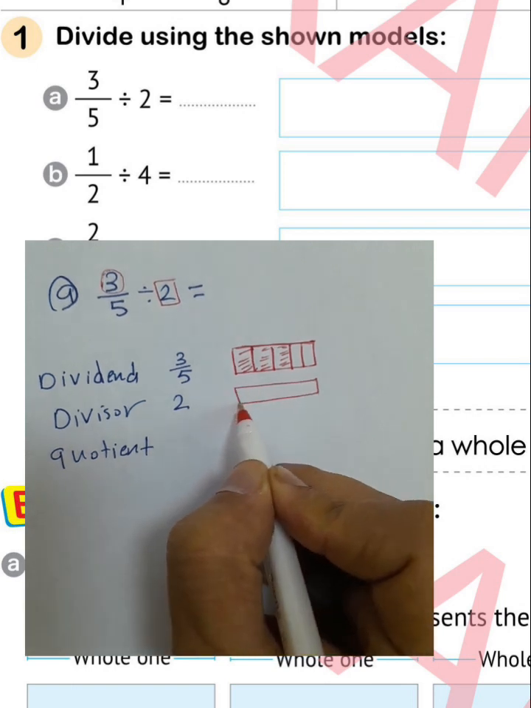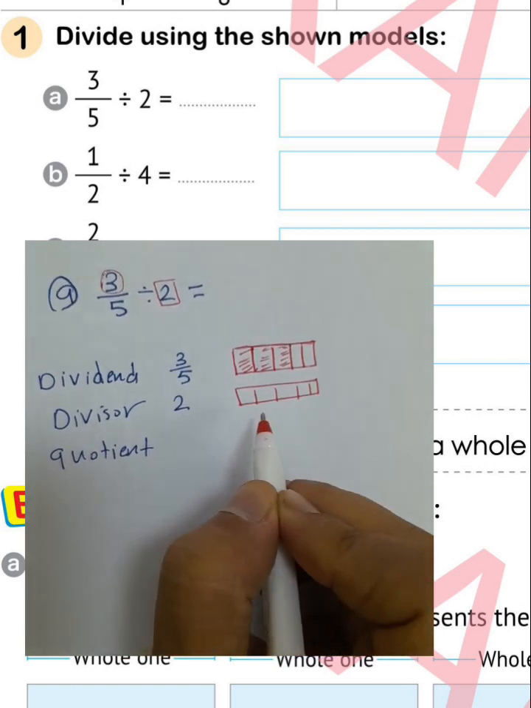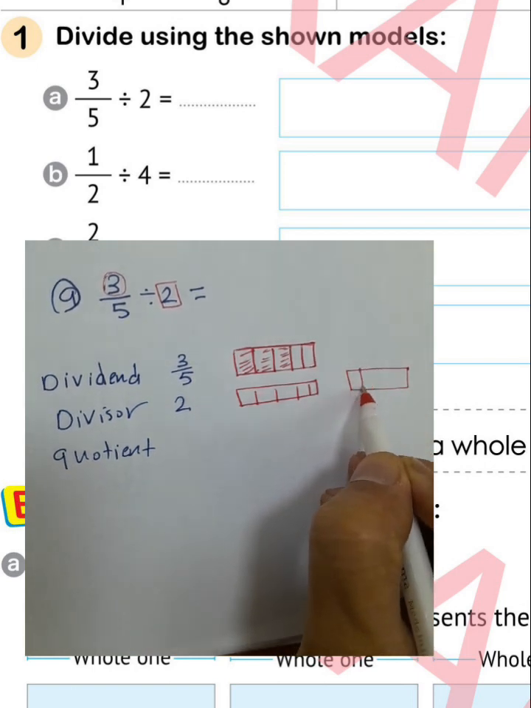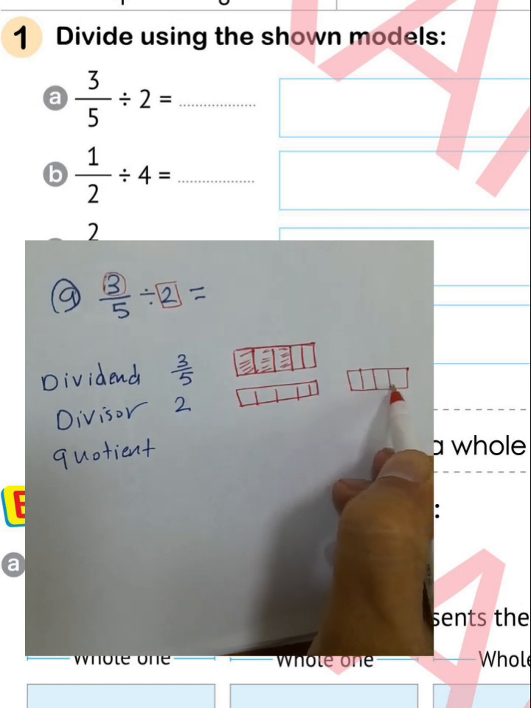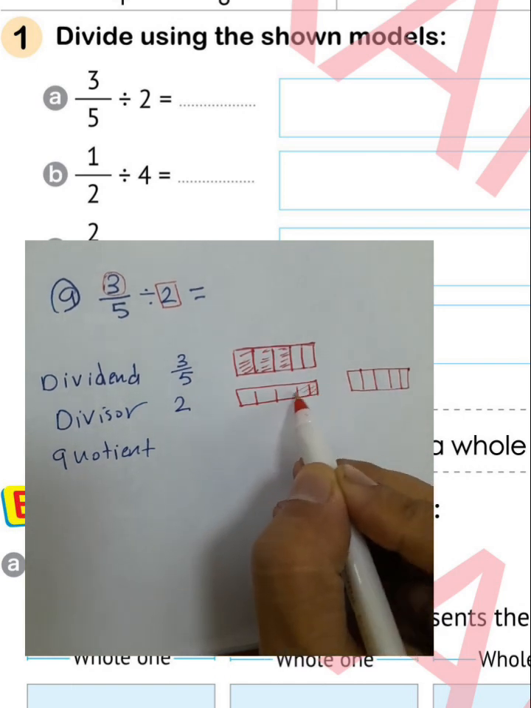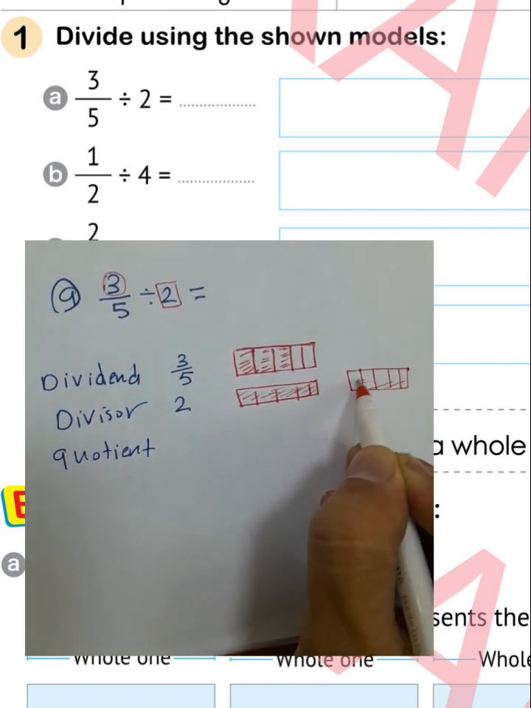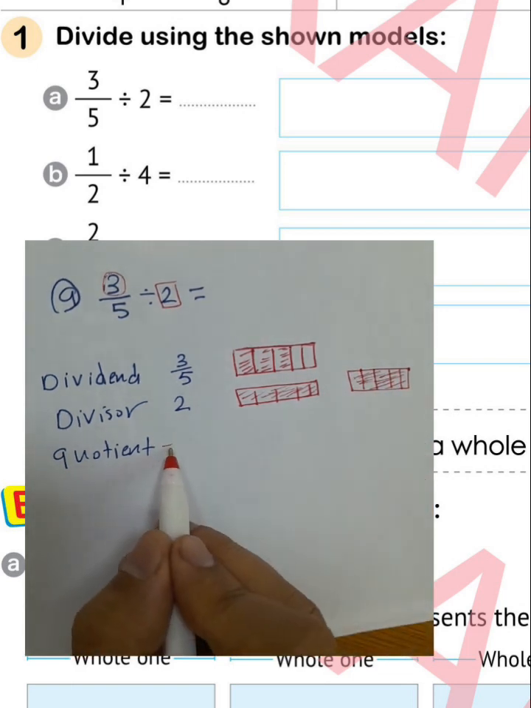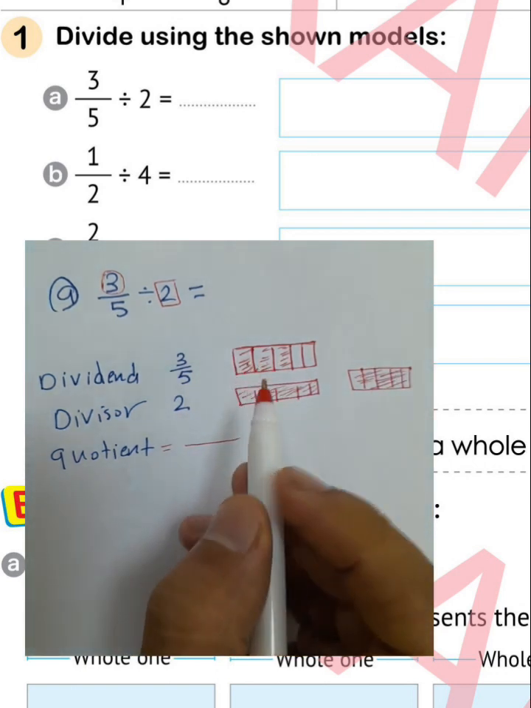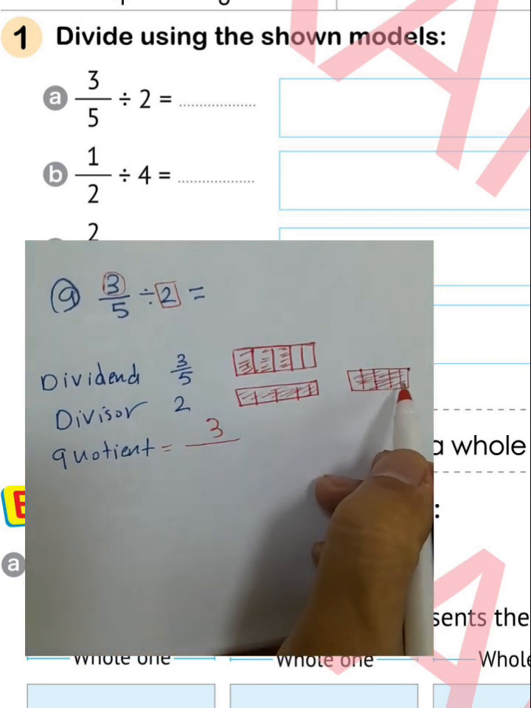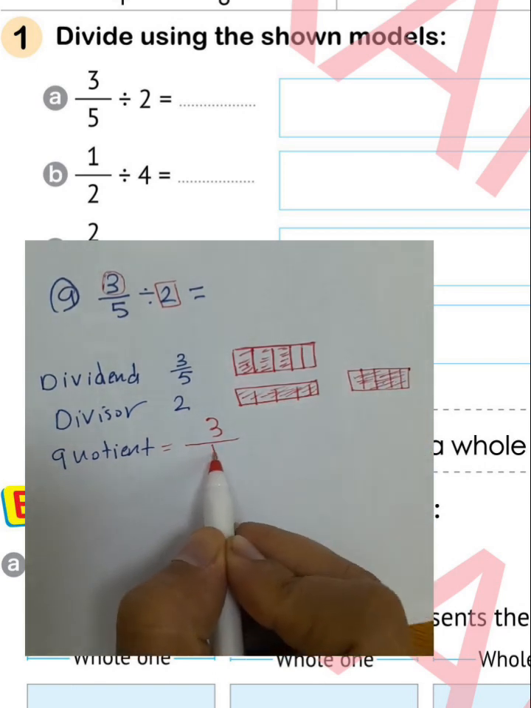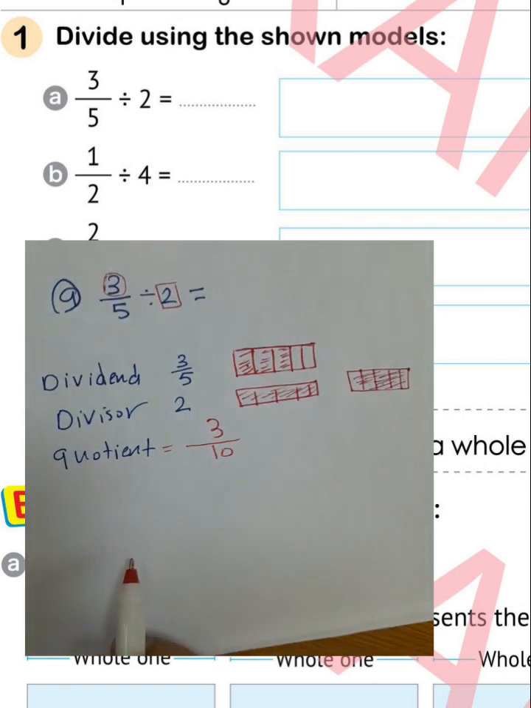For the divisor, I will draw these models, 1 and 2, and divide each model into 5 parts, 1, 2, 3, 4, 1, 2, 3, 4, 5. And color all parts here, in both models, color all parts. Then for the result, we can write the number of parts colored in the dividend, 1, 2, 3, over the number of colored parts here, 1, 2, 3, 4, 5, 6, 7, 8, 9, 10. Then the result will be 3 over 10.